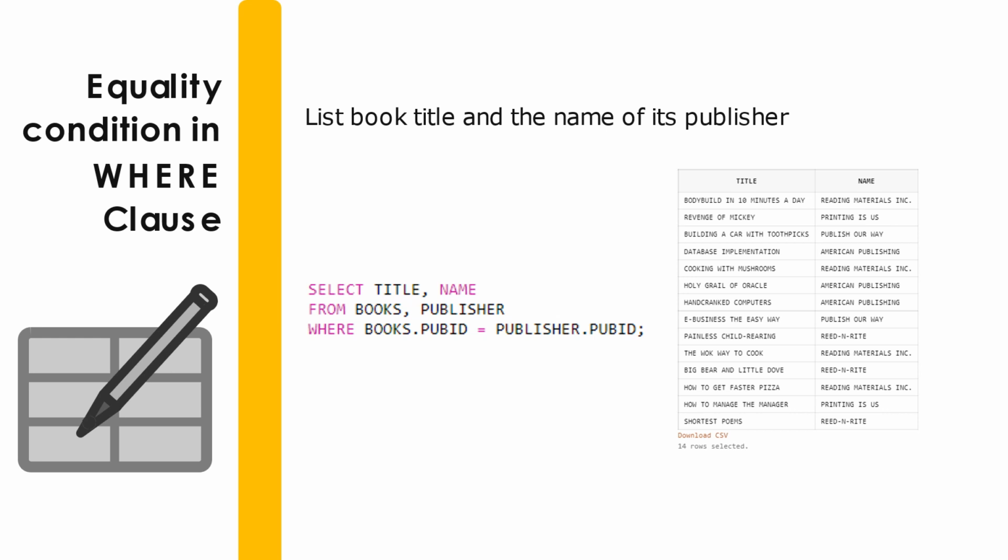The following is an example of an equality join with the equality condition in the where clause. In here, we are getting the book title and the name of the publisher. We can see that we have an equality condition in our where clause with books.pubid equal to publisher.pubid. And we can see in our results that we are actually getting the corresponding book title and its respective publisher. Take note that we have 14 books all in our tables, and we are just getting the right amount of information.